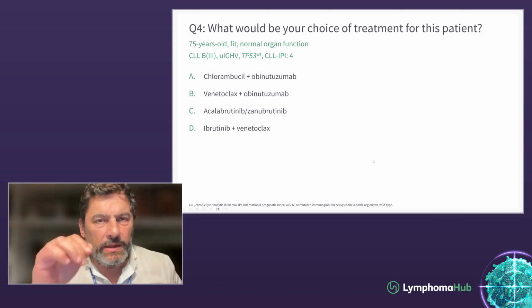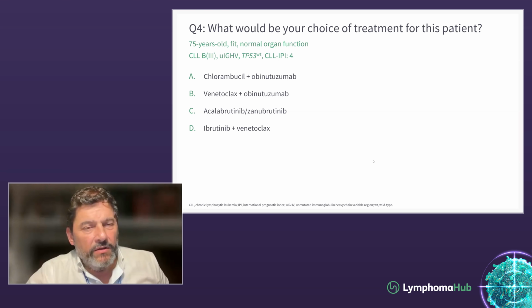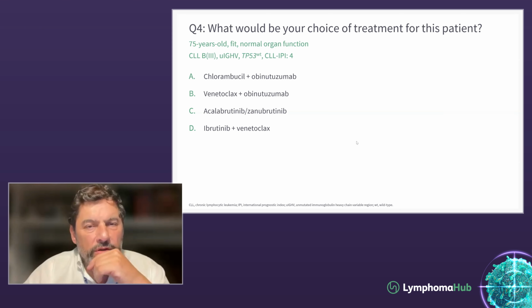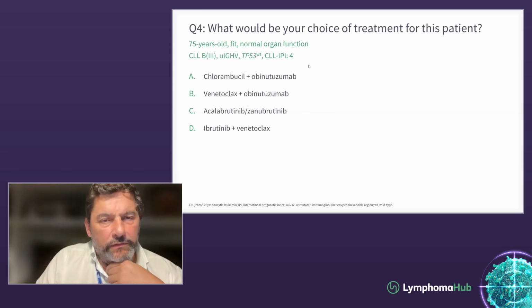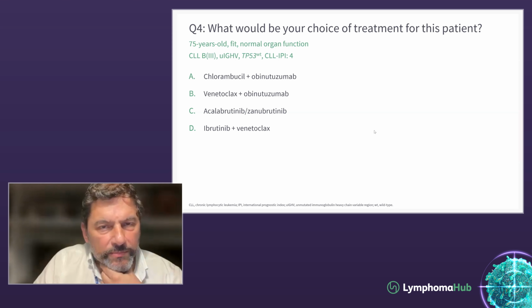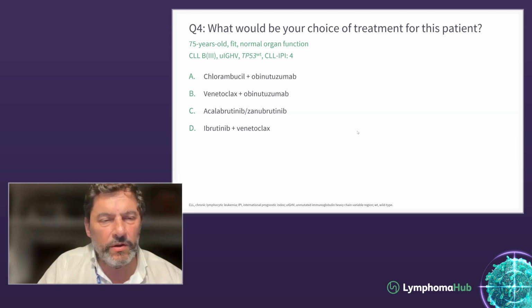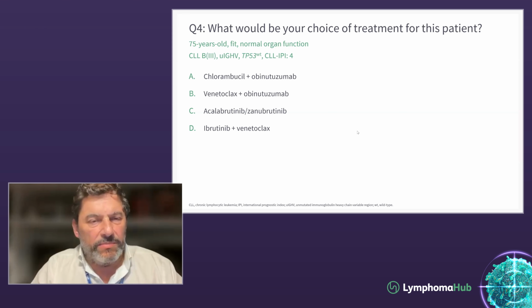Yeah, in that case, remember, this is a 75-year-old, fit, with normal organ function, advanced stage CLL, unmutated, TP53 wild type, IPI4. What's your choice of therapy for this patient? You can choose fixed duration therapy like venetoclax plus obinutuzumab, continuous therapy with a second generation BTK inhibitor, acalabrutinib or zanubrutinib, or you go for a doublet, ibrutinib plus venetoclax.